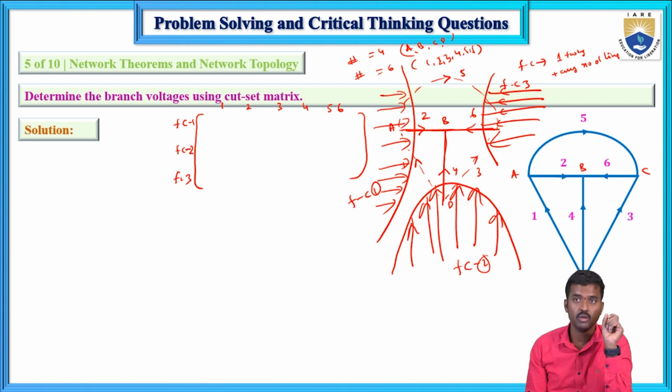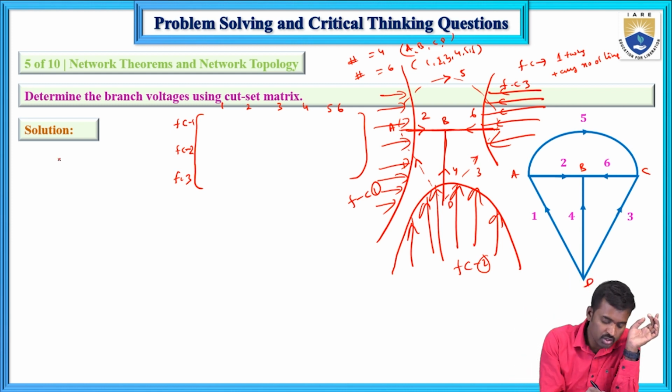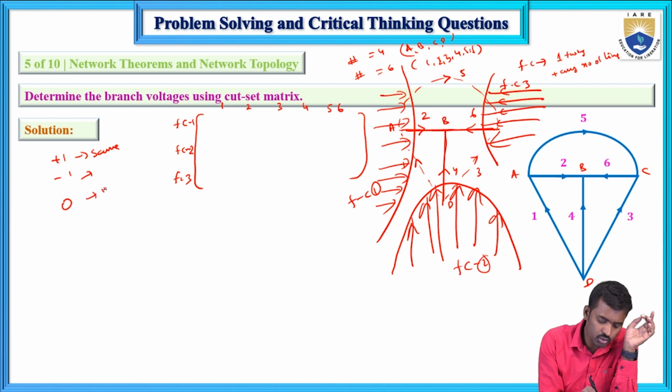Now from this we can easily determine: if the fundamental cut set direction and the branch direction are the same, take a positive sign. If the fundamental cut set direction and the branch direction are opposite, take -1. If the branch is not associated with that F-cut set, take 0. So +1 for the same direction, -1 for the opposite direction, and 0 for not associated.